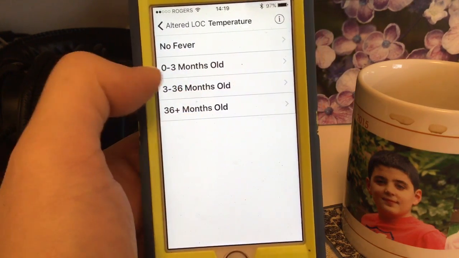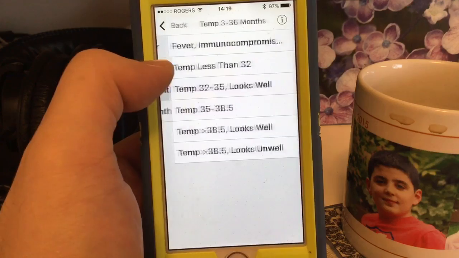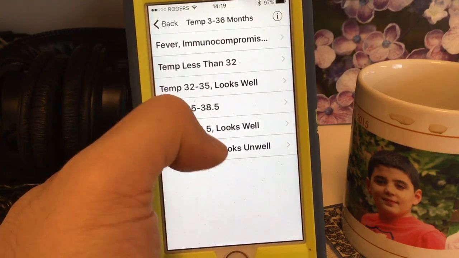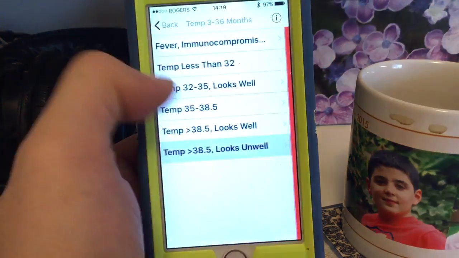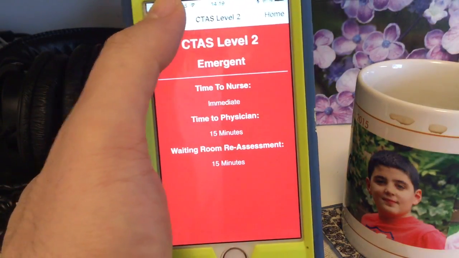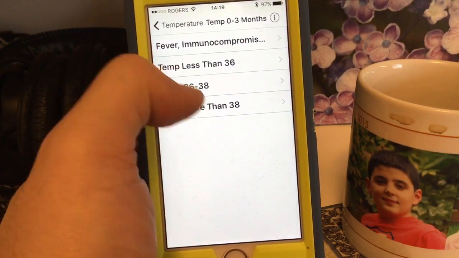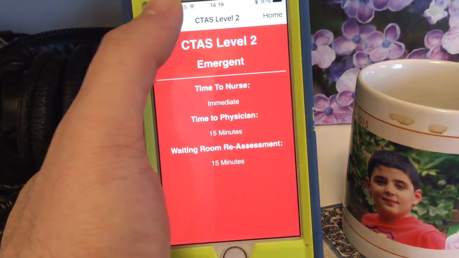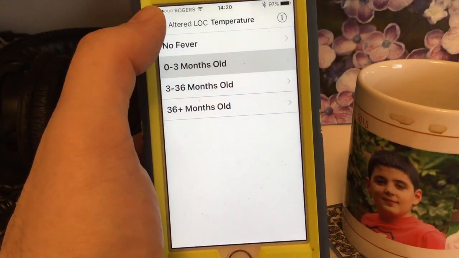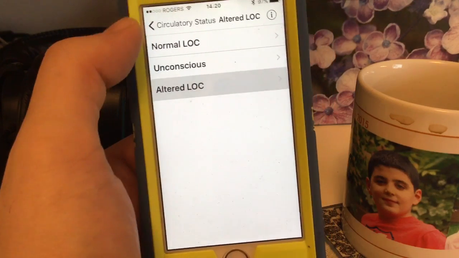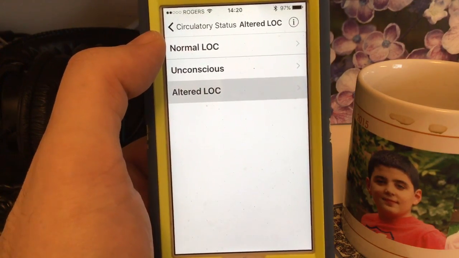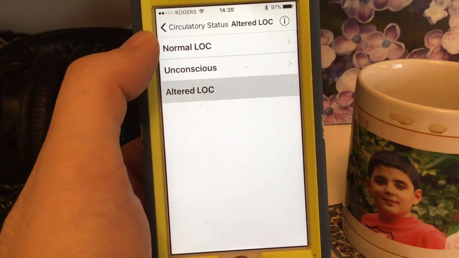So altered mental status in a kid, say 3 to 36 months, who has a fever and looks unwell, takes you straight to CTAS 2. Even if they look well, it takes you straight to CTAS 2. If we go back here and say they're 0 to 3 months, once they're over 38, it takes you to a CTAS 2. So you do notice that any sign of fever with anything that looks abnormal takes you generally in a kid to a CTAS 2.